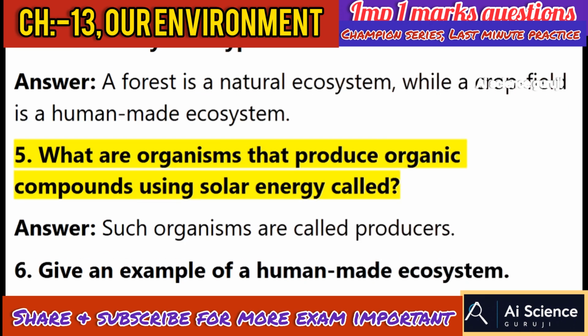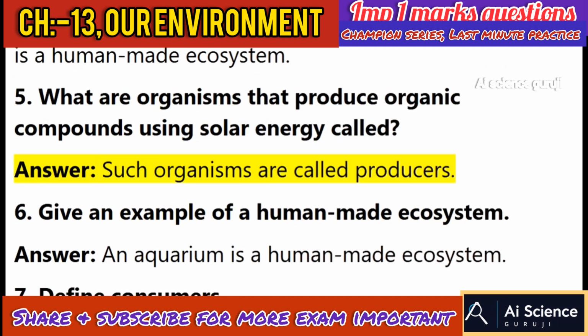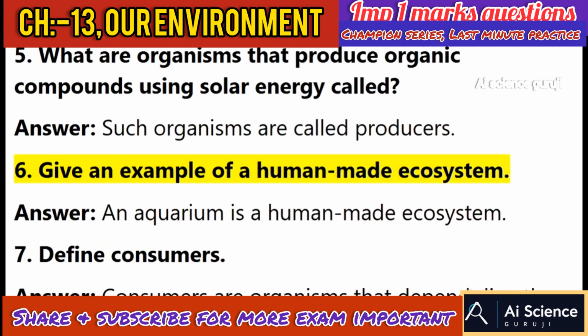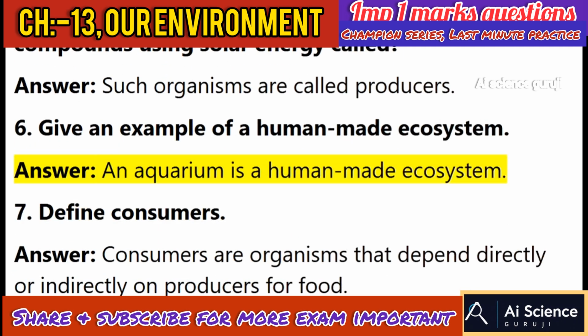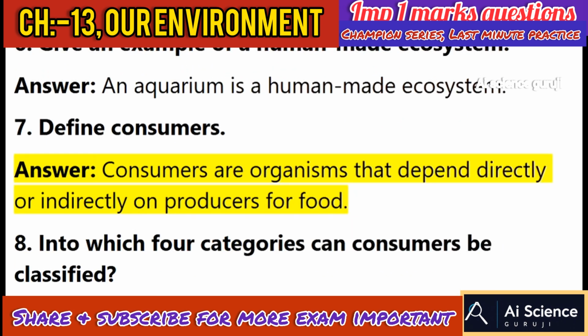5. What are organisms that produce organic compounds using solar energy called? Answer. Such organisms are called producers. 6. Give an example of a human-made ecosystem. Answer. An aquarium is a human-made ecosystem. 7. Define consumers. Answer. Consumers are organisms that depend directly or indirectly on producers for food.